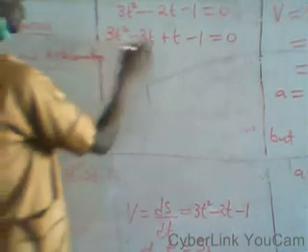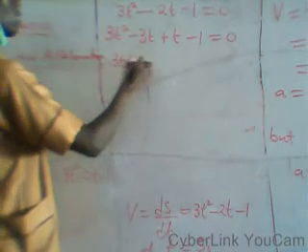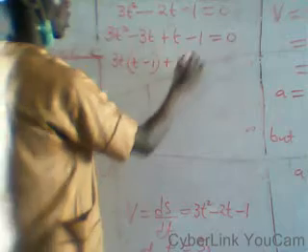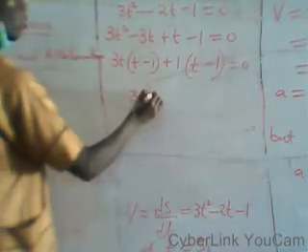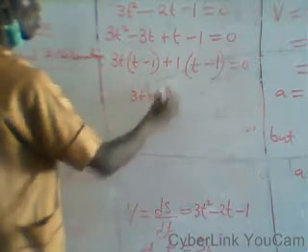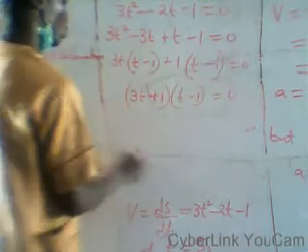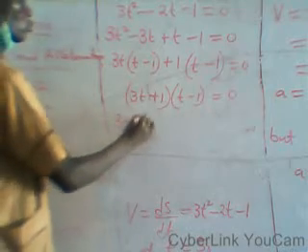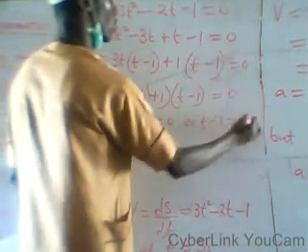So 3t is common to both terms. I can bring 3t out, and here I'm left with t minus 1. Here also 1 is common, so I can bring 1 out, and I'm left with t minus 1 is equal to 0. So that means 3t plus 1, close the bracket, then t minus 1, is equal to 0. So that means 3t plus 1 is equal to 0, or t minus 1 is equal to 0.